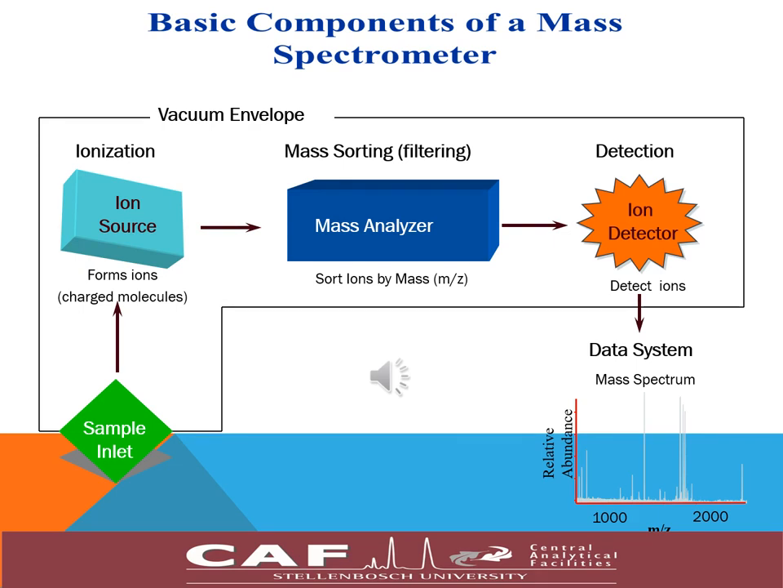And then you've got the mass analyzer, where the mass sorting happens. The ions are sorted based on mass-to-charge ratio, and then from there you've got the detection. The ions get detected and you get a mass spectrum, and everything happens in a vacuum, which you call a vacuum envelope on the MSD.